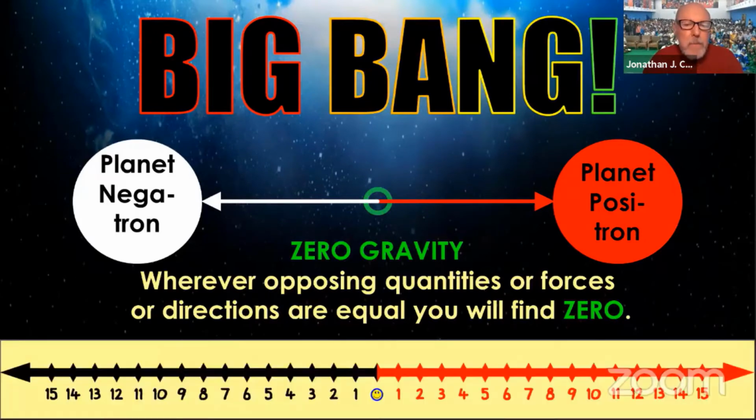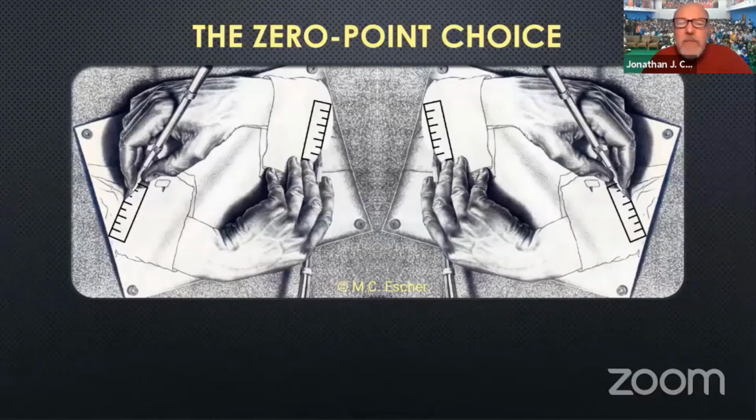So here we've got the elements of a basic number line, and here I've coined a phrase, the 0-point choice. So here we've got some famous artwork from Escher, and what I've done is I've put a couple of rulers into the hands.